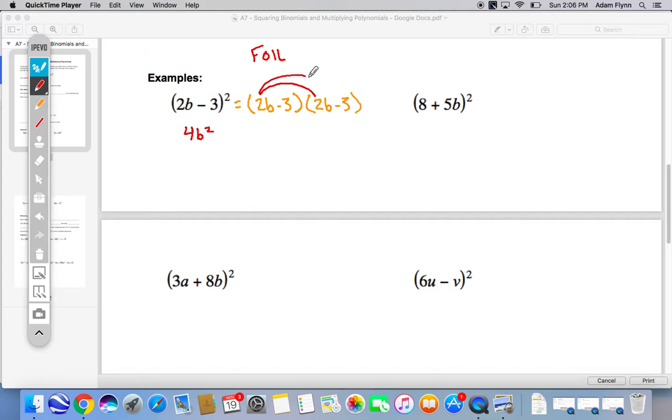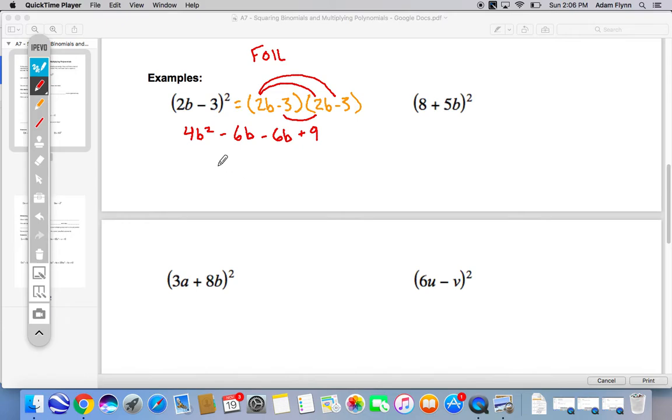Outside I have 2b times negative 3, which is negative 6b. Inside I have this negative 3 and a positive 2b, so negative 3 times 2b is negative 6b. And my last two terms are negative 3 and negative 3. So negative 3 times negative 3 is a positive 9.